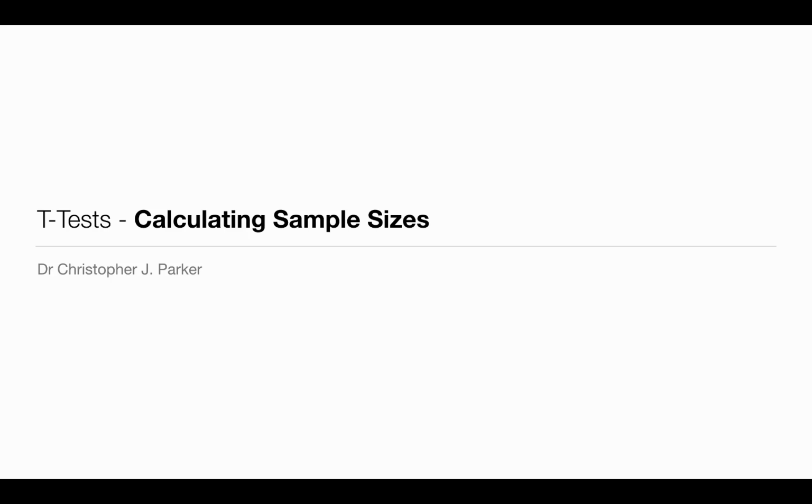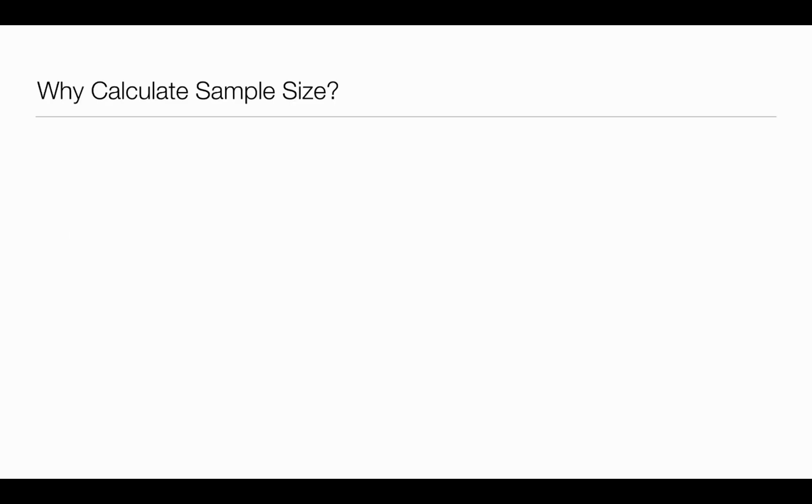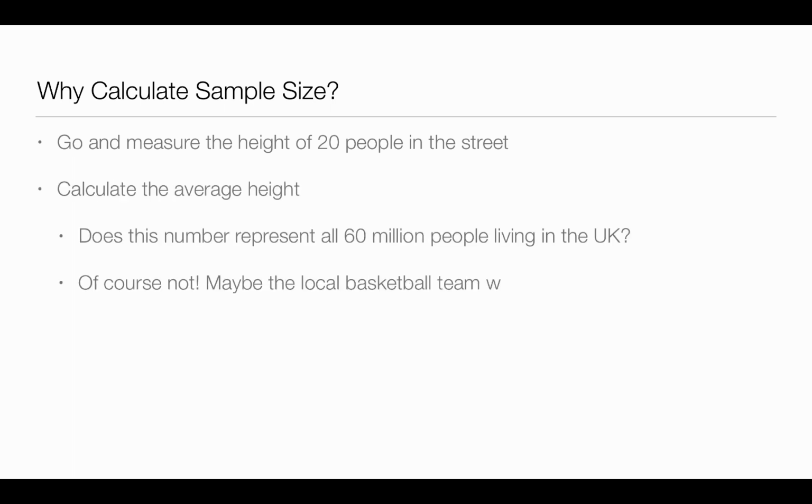This video is looking at how you calculate the sample sizes for a t-test in quantitative statistics. So why do you calculate sample size in the first place rather than just grabbing 100 people and seeing what they think? So if you go into the street and measure the height of 20 people, you can calculate the average height. You then have to ask yourself, does this number represent all of the people living in the UK, or the city, or the village, or anything?